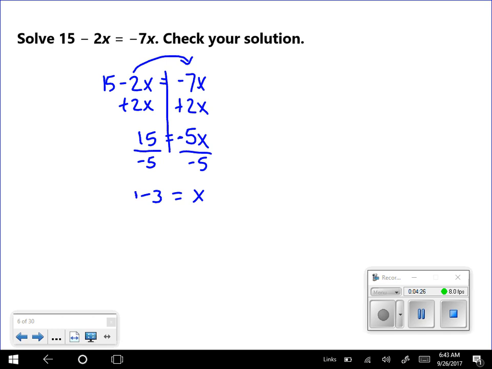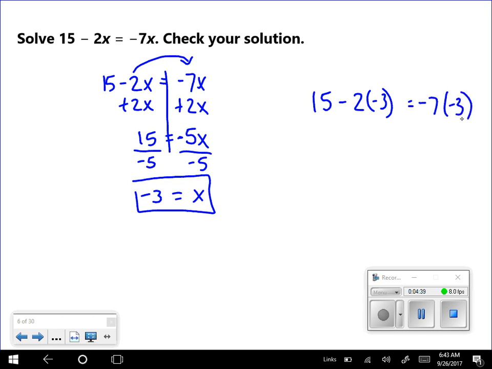So this should be my answer. To make sure that's true, I can plug it back in. So 15 minus 2 times negative 3 equals negative 7 times negative 3. If I use keep change here, I have 15 plus 6 equals positive 21, and that is true.